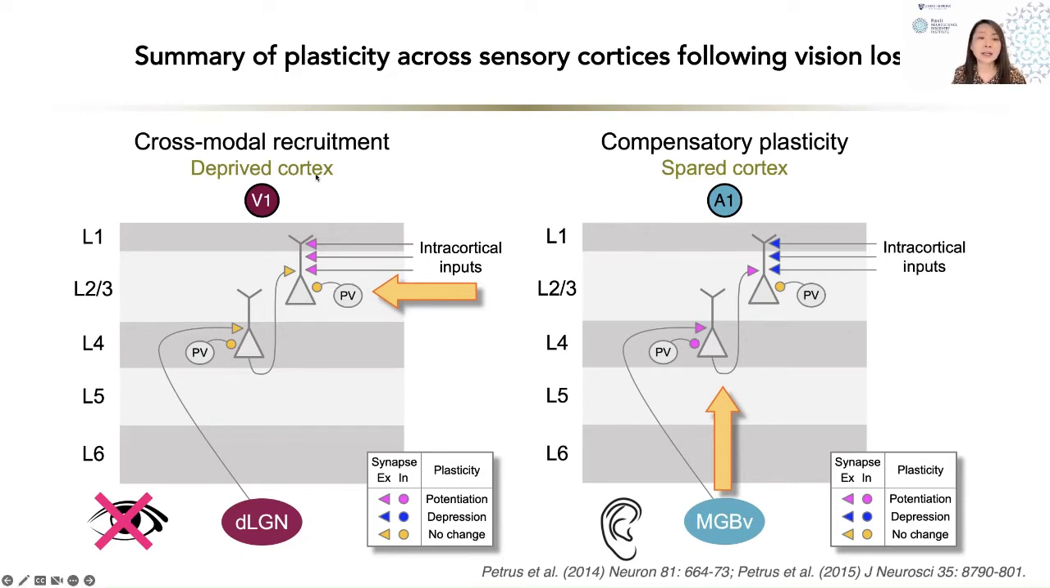such that they can now use that information to process. So we think this might be a basis for cross-modal recruitment because many of these intracortical inputs will be multisensory in nature. Whereas in the spared cortex, they're actually reducing those multisensory influences, but they're promoting the processing of feedforward information from the thalamus up.